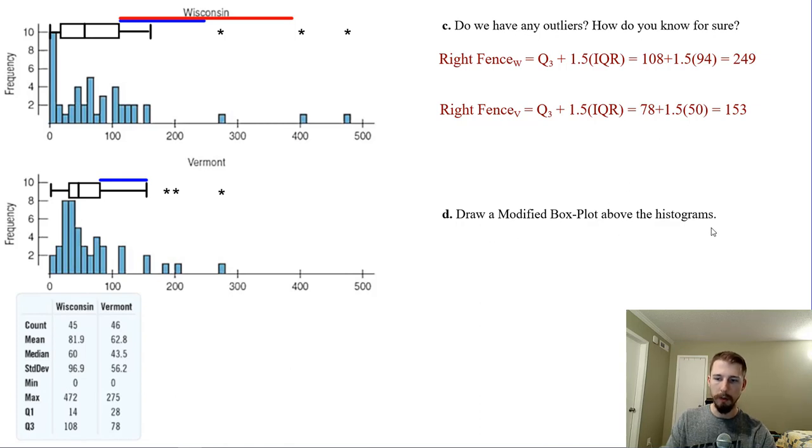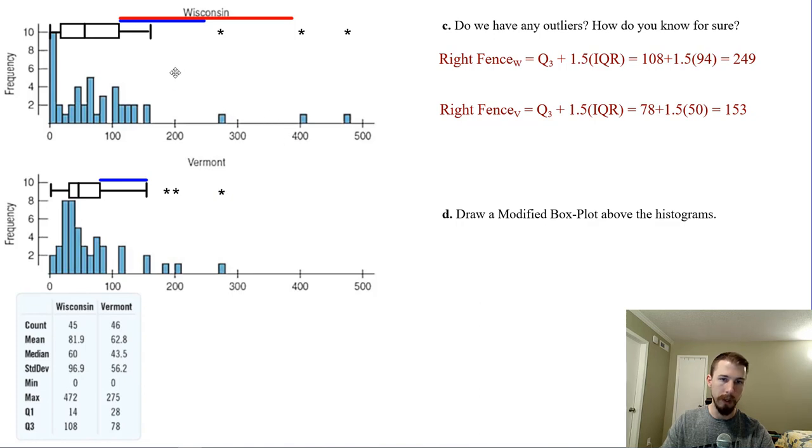Draw a modified box plot above the histogram. So this is a pretty typical thing we do. So you have the histogram, but we want to summarize it with a box plot. So you'll graph out the minimum, and then the first quartile, the median, the third quartile, and then this is going to go to our maximum point, our furthest point. The whisker goes to the furthest point that's not considered an outlier. Anything that's beyond that point or beyond that right fence, which we said was 153 for Vermont, is going to be marked with an asterisk or an X or a dot, whatever you want to do.